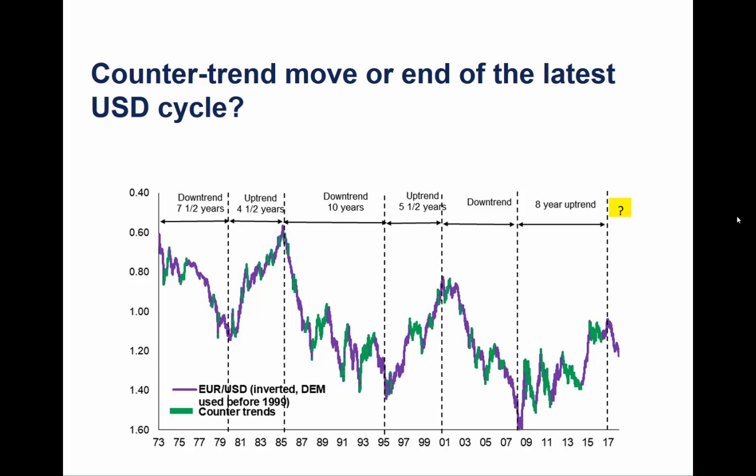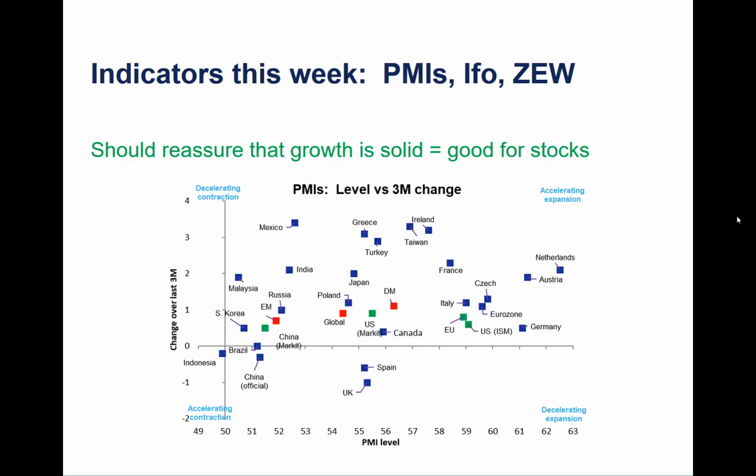As for the indicators this week, the main ones will be the preliminary purchasing managers indices for the major economies. They're generally expected to be slightly weaker, but they're still expected to show a healthy expansion for these major economies. As you can see from this graph, which shows last month's purchasing managers indices against the change on the PMIs over the last 3 months, most of the PMIs are in the first quadrant, the upper right-hand corner, which shows an accelerating pace of expansion.